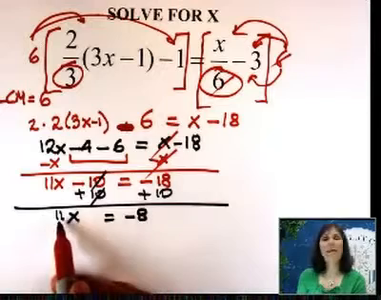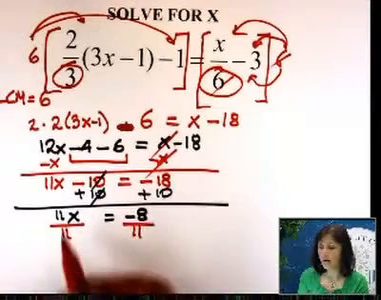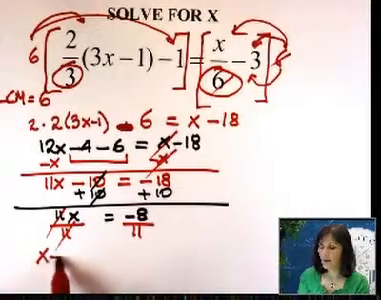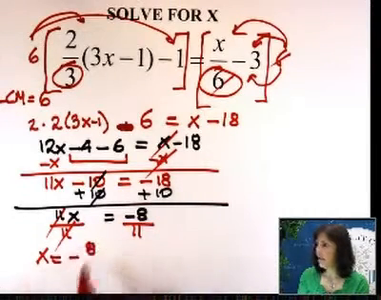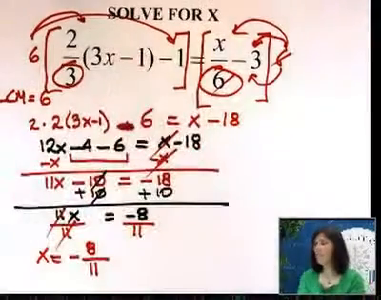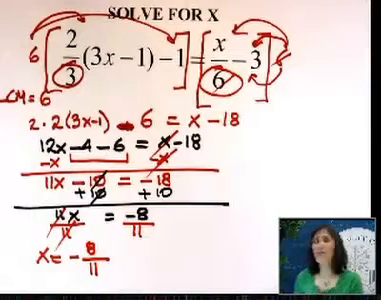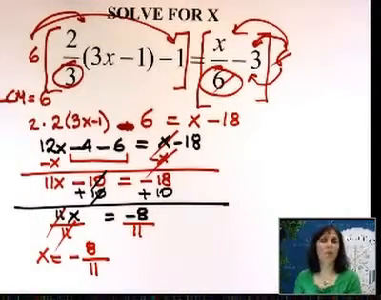Now you have an 11 multiplying x. Divide both sides by 11. Guess what? You ended up with x equals negative 8 over 11. And you can take this and put it in there. So if you kind of lost me at this point, just be patient. We are going to go over this in intermediate algebra one more time.